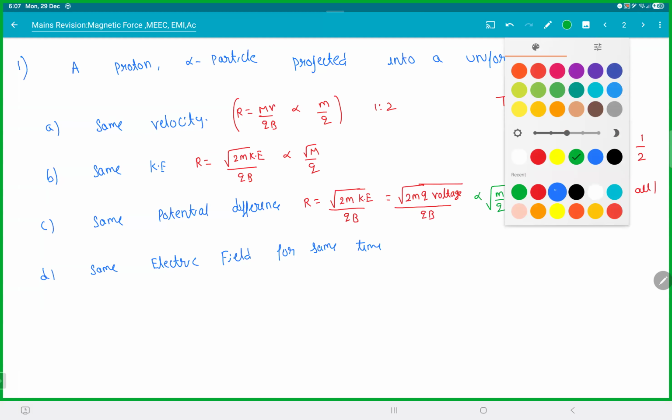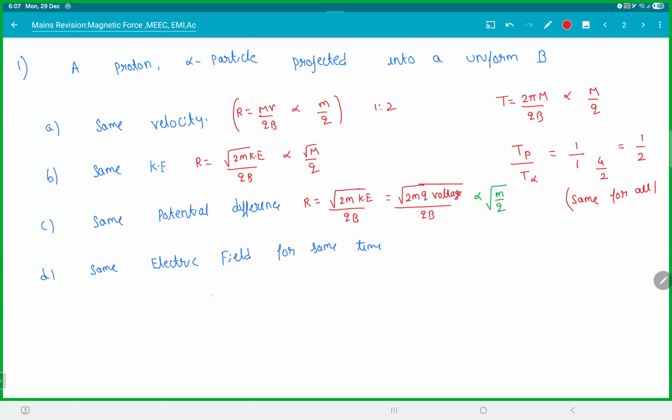If you give the same electric field for the same time, then we know qE into time, that's basically force into time, is equal to change in momentum, which is m into v. So we get radius is equal to mv by qB. So mv is qEt by qB. q and q will cancel. This is constant, 1:1. Check. So if you know these proportionalities, you are done. You can substitute the values and finish it off.